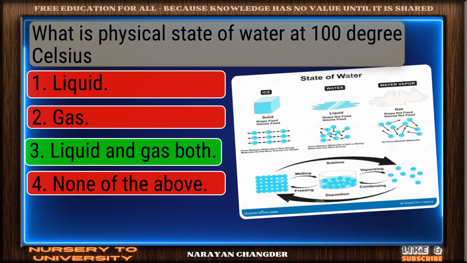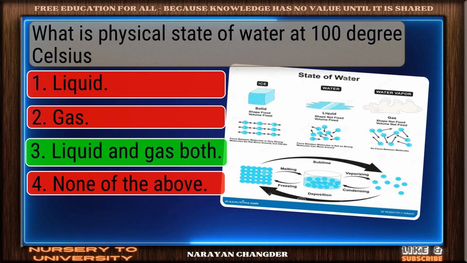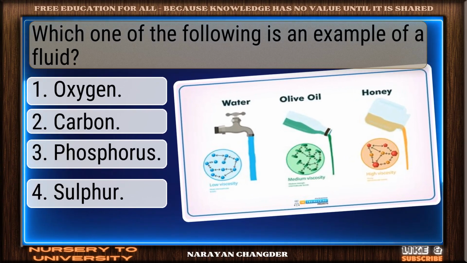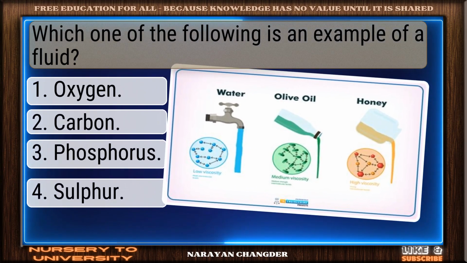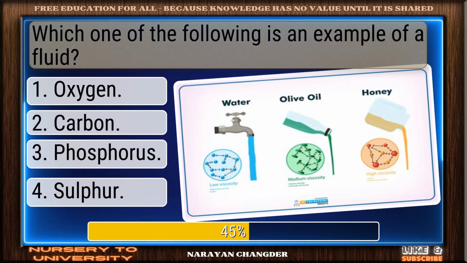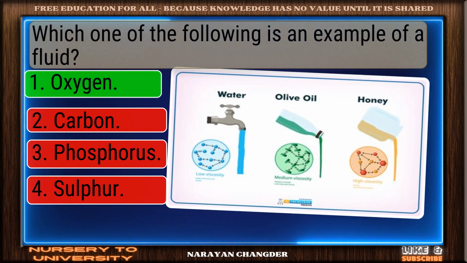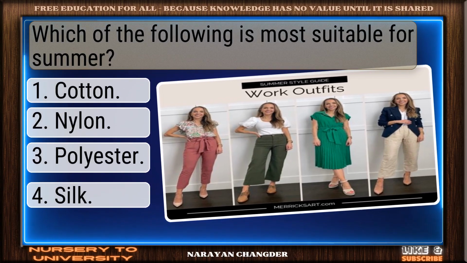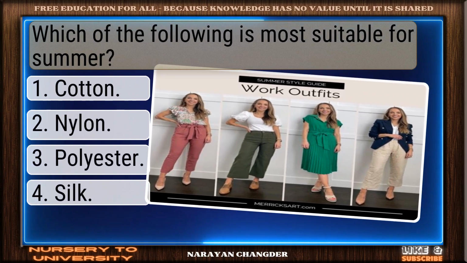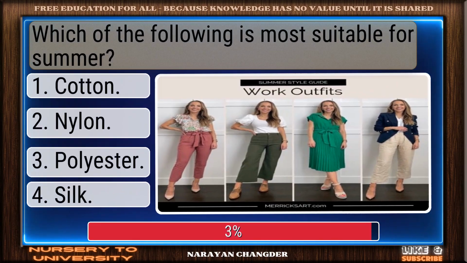On track. Liquid and gas both is the correct answer. Question number 55. Which one of the following is an example of a fluid? You're right. Oxygen is the correct answer. Question number 56. Which of the following is most suitable for summer?